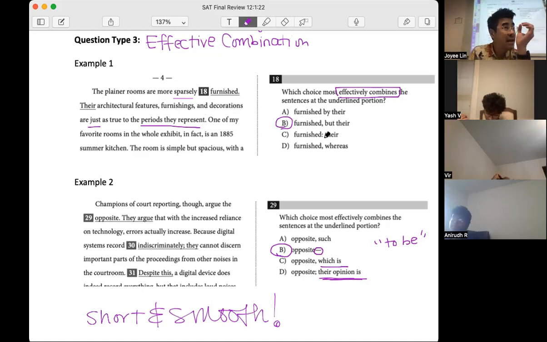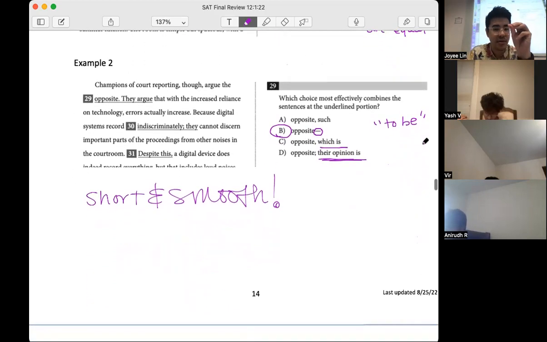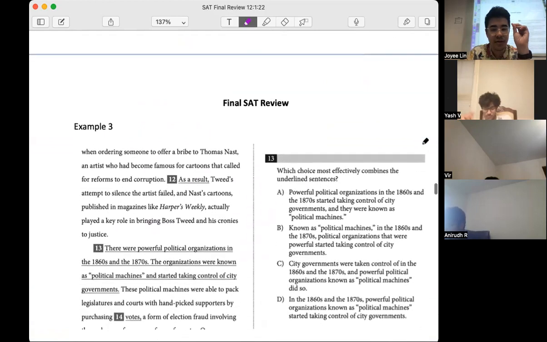C, I've also seen C be true for certain questions, right? When do we use the colon here? What does it mean? Elaborating, or if we use the colon, both halves are equal, meaning kind of the same thing. In this case, the two halves aren't equal to each other. Sparse doesn't mean just as true to the periods. They don't carry the same connotation. Okay, so that's 18 and 29. Short and smooth, generally speaking. Avoid interruption, that sort of stuff.